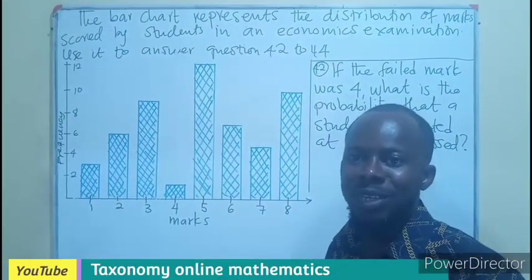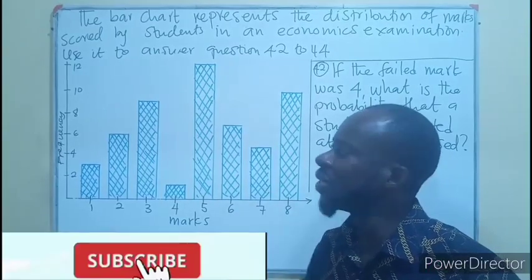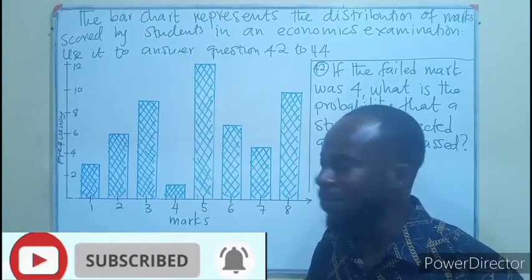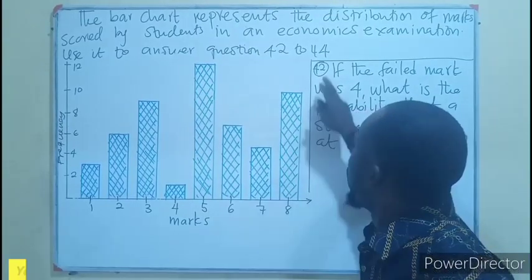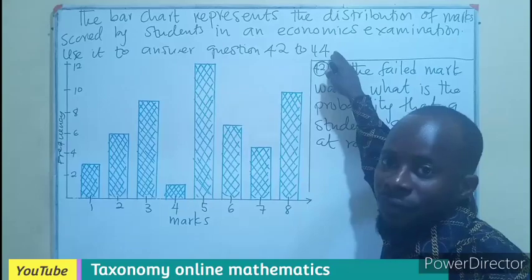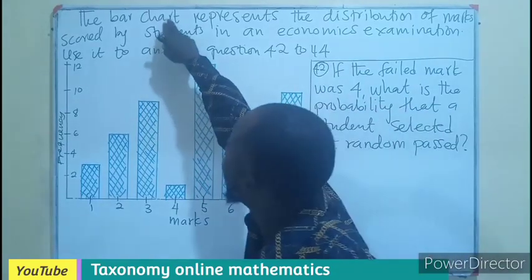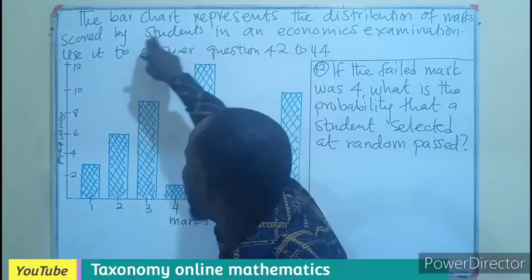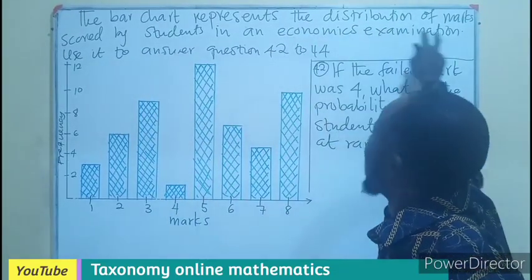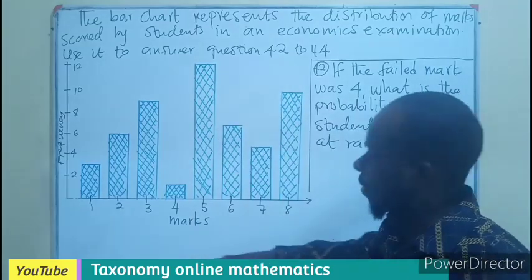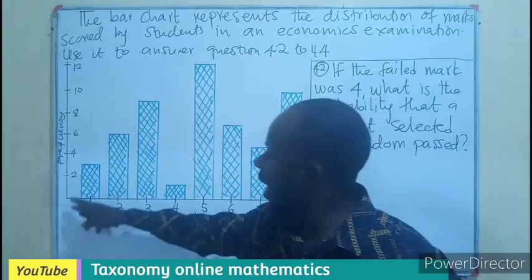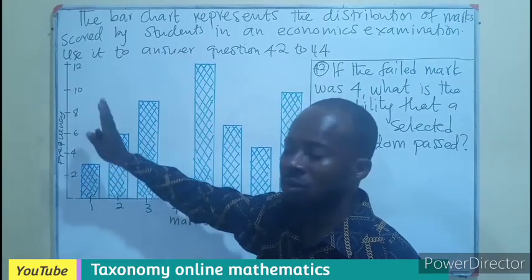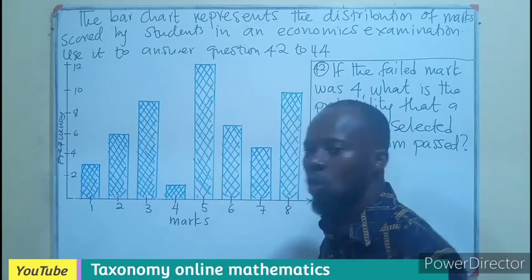We are continuing the objective test questions on the just ended June WASSCE mathematics examination. Question number 42 to 44 is based on the bar chart that represents the distribution of marks scored by a student in an economics examination. So this is the bar graph. This is the marks axis, and this is the axis for frequency, labeled 2 centimeter to 2 units, then 2 centimeter to 1 unit.